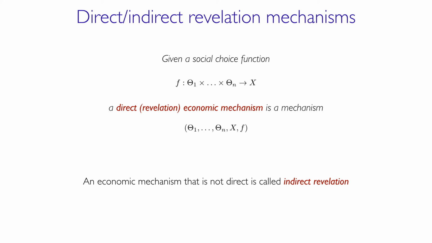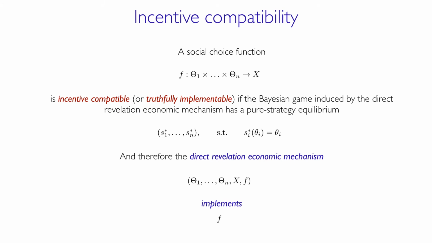A direct mechanism is an economic mechanism in which the actions available to each player i are given by the set of types of the player. Thus, each player can only report a type from the set of the possible ones, and the outcome function is a social choice function. A mechanism that is not direct is called indirect. Focusing on direct mechanisms, we can define another concept that is central in mechanism design, that is the incentive compatibility property.